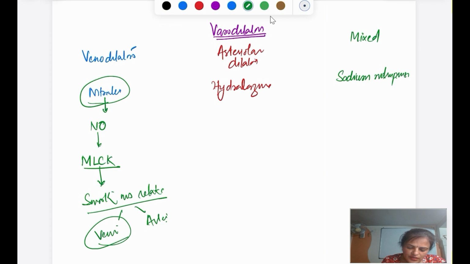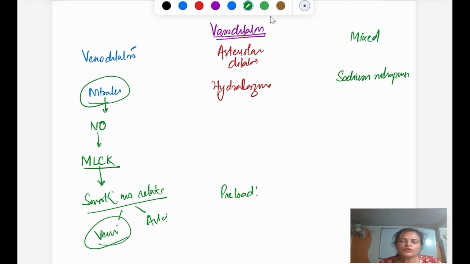So I already told, preload is the end diastolic volume of the left ventricle. It depends on the status of the veins. So if veins are dilated, there will be peripheral pooling of the blood and less blood will be there in the left ventricle at the end of the diastole. So if we give the nitrate, they are going to cause venodilation. There will be peripheral pooling of the blood, and it is going to decrease the preload.